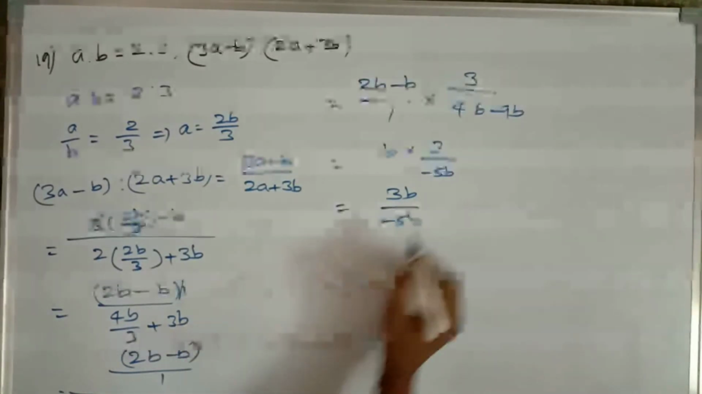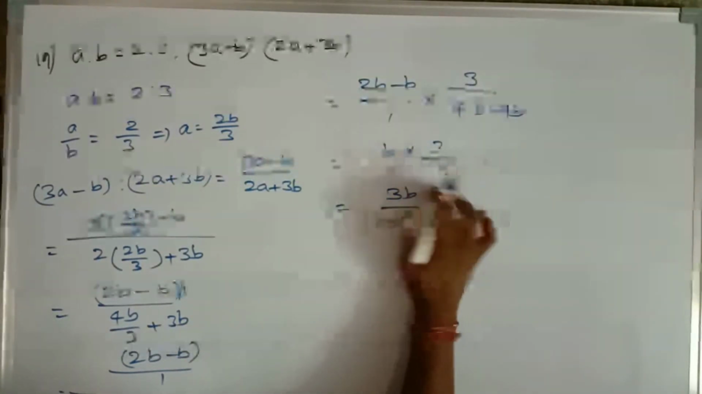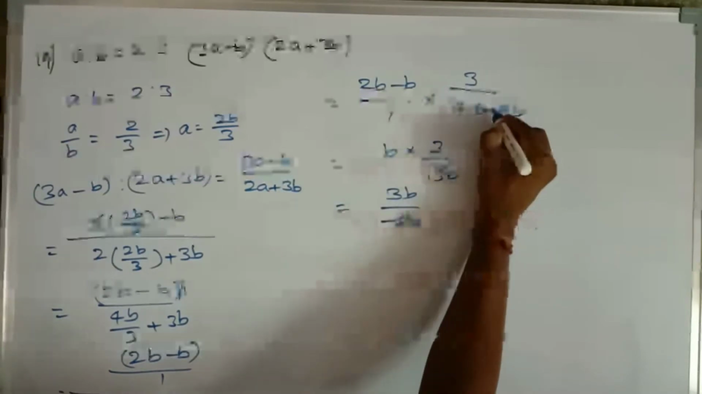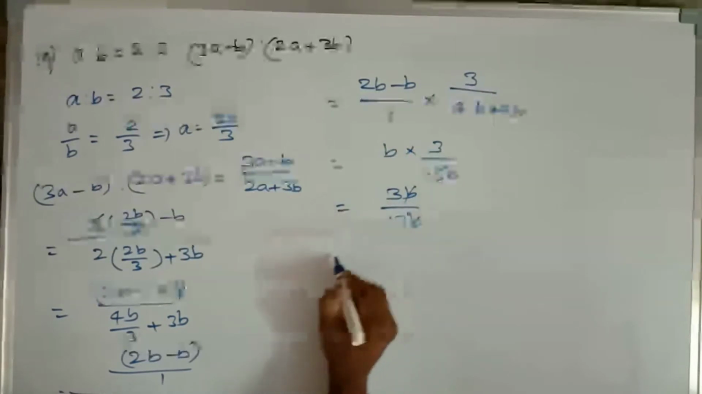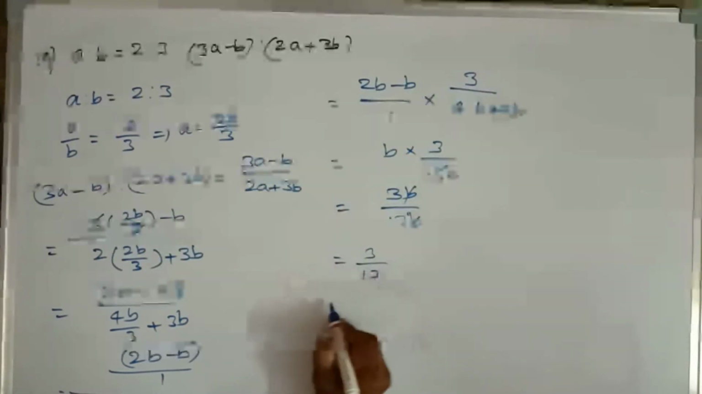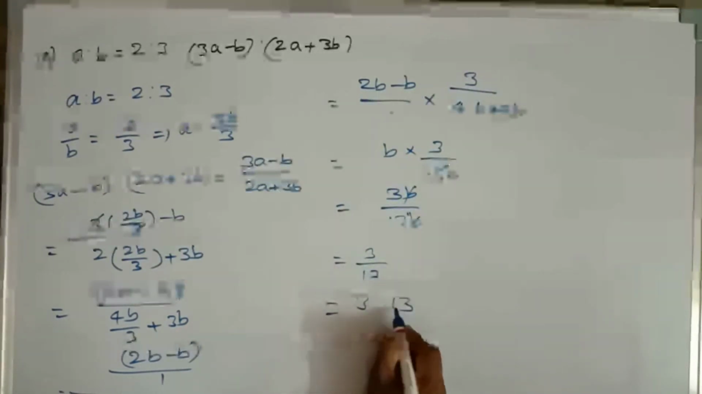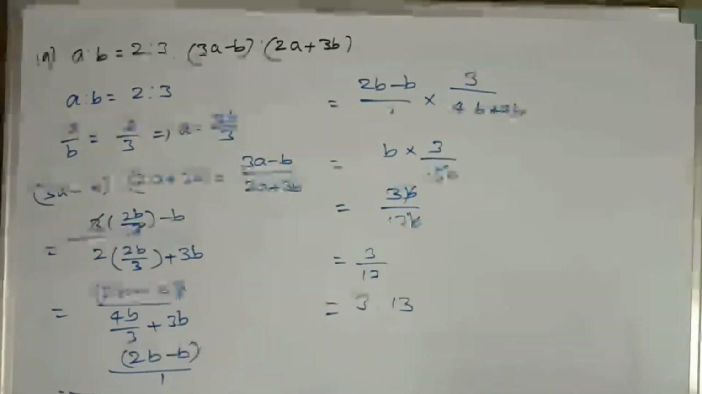Sorry, wait here. That is 13B. This is 13B. So B and B cancel. That's equal to 3 by 13. That's equal to 3 is to 13. This is the answer.